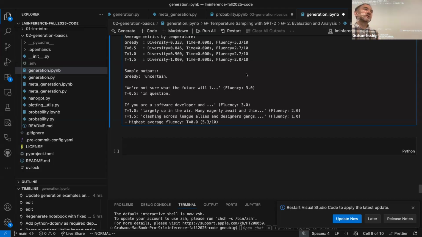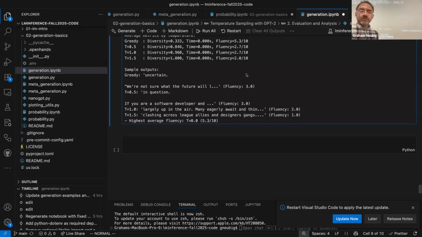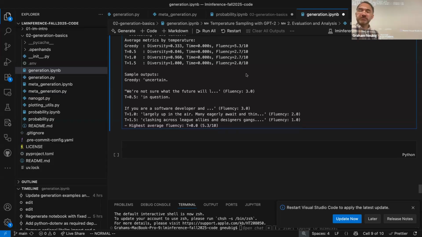There are a lot of other methods that we're going to talk about next class that are kind of Pareto optimal with respect to diversity and quality. So you can get better diversity and better quality than temperature sampling.